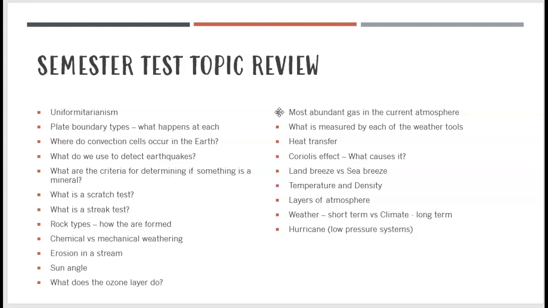We'll look at the gases in the atmosphere and figure out what the most abundant gas in our current atmosphere is. We'll look at some different weather tools that meteorologists use and see what they measure. Going back to convection cells, we'll talk about how heat is transferred within the Earth and within other fluids. Look at the Coriolis effect and see how air moves around on our planet because our planet spins. Land and sea breezes and how changes in the temperature of water versus changes in the temperature of land cause these two different types of breeze patterns to form.